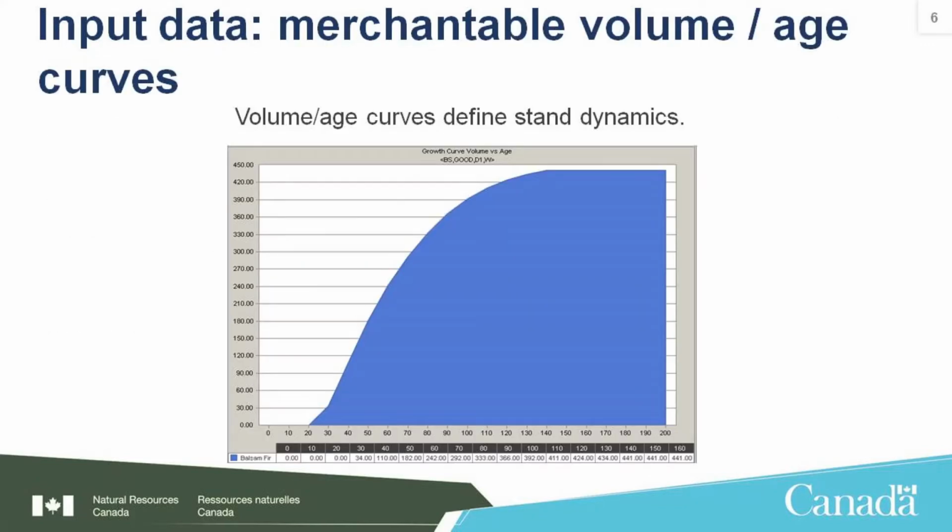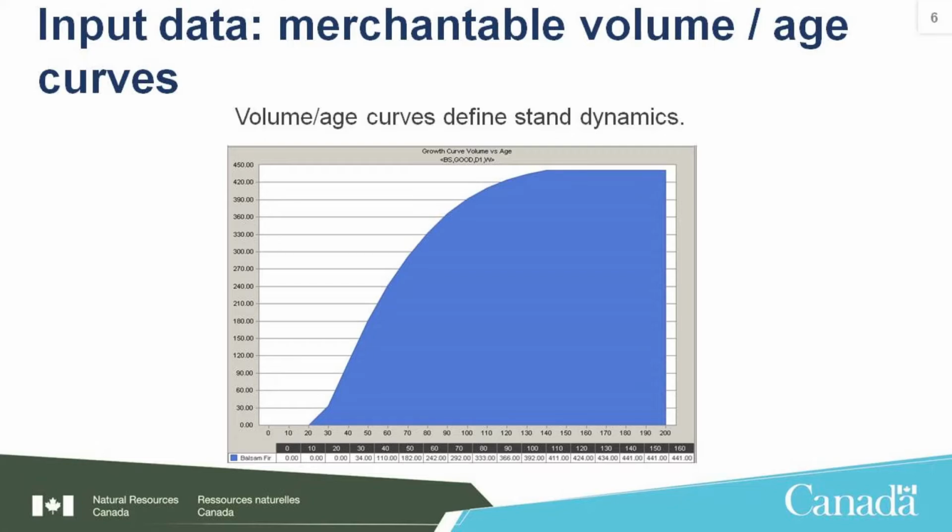The user must provide the model with yield curves that define merchantable volume over age, and the merchantability criteria are set according to the province or territory selected for a project, so that they are consistent with the merchantability limits used to develop the associated volume to biomass coefficients for species or forest types in that jurisdiction. As such, it's ideal to use yield curves developed with the same merchantability criteria as the jurisdiction assigned to projects, and you can view the limits for Canadian jurisdictions in Appendix 2 in the CBM-CFS3 User's Guide.